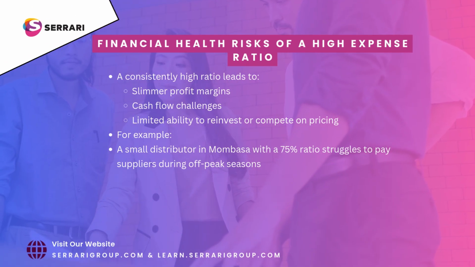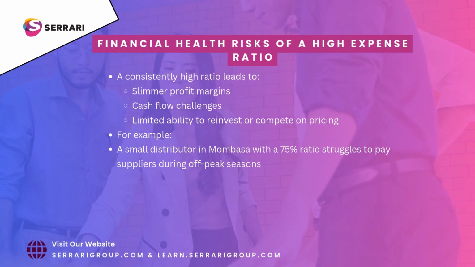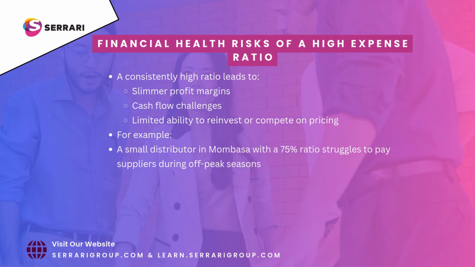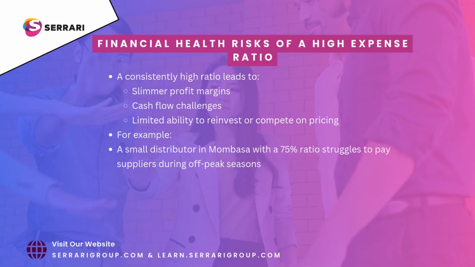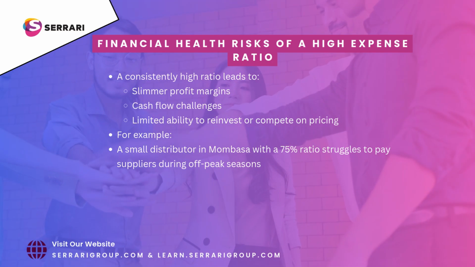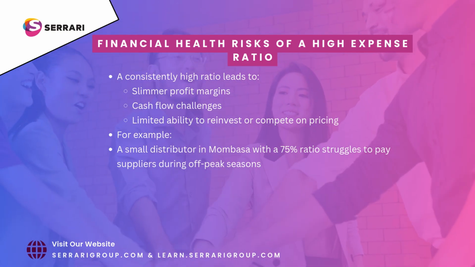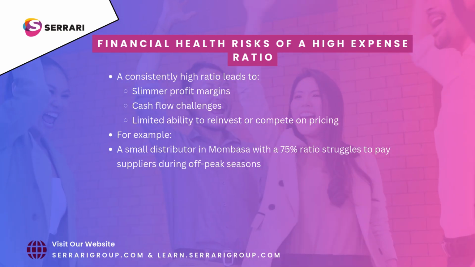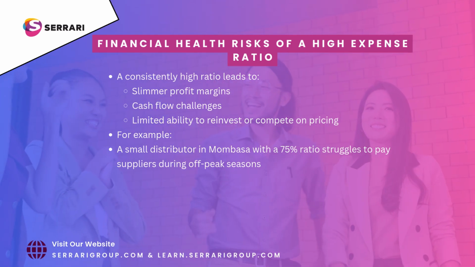Financial health risks of a high expense ratio. A consistently high ratio leads to slimmer profit margins, cash flow challenges, and limited ability to reinvest or compete on pricing. For example, a small distributor in Mombasa with a 75% ratio struggles to pay suppliers during off-peak seasons.